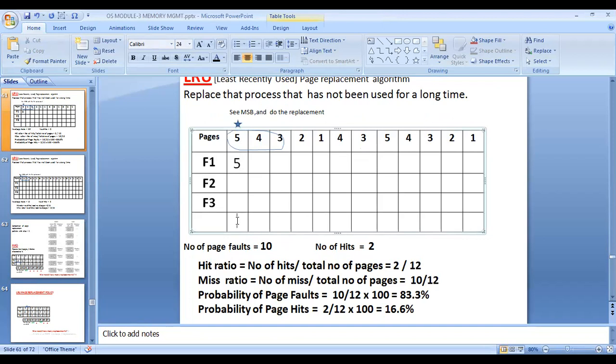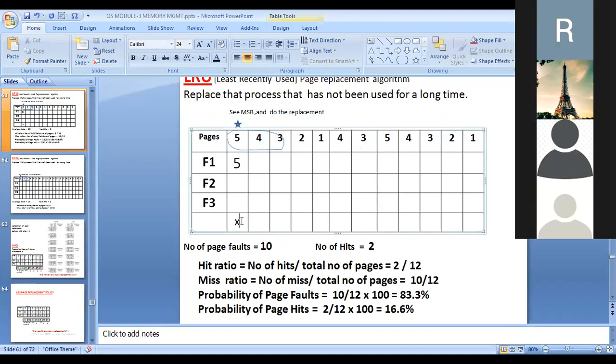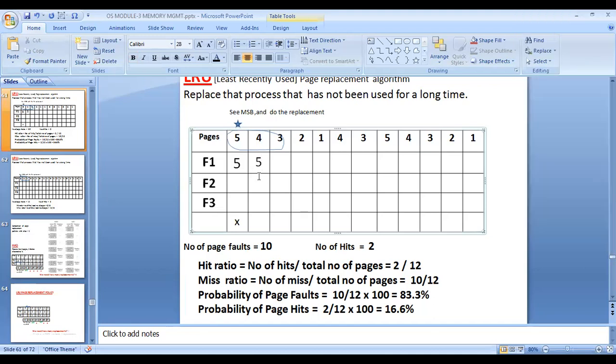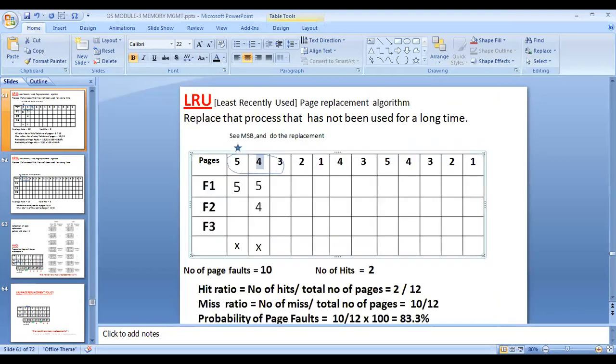And obviously, we will have either a page fault or a page hit. Here it is a page fault, because this particular page is not there in the main memory. Hence, here we have a page fault. Going for the next page, the next page is page number 4. This page number 4 can be stored in the second frame. Again, we have a page fault here, because 4 is also not present in the main memory.